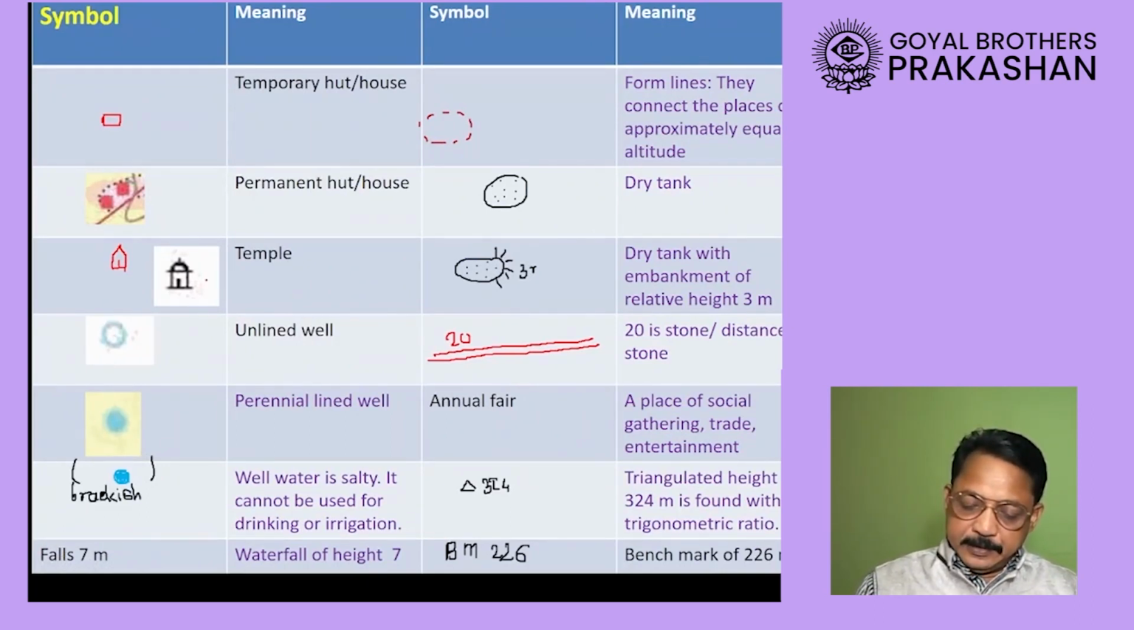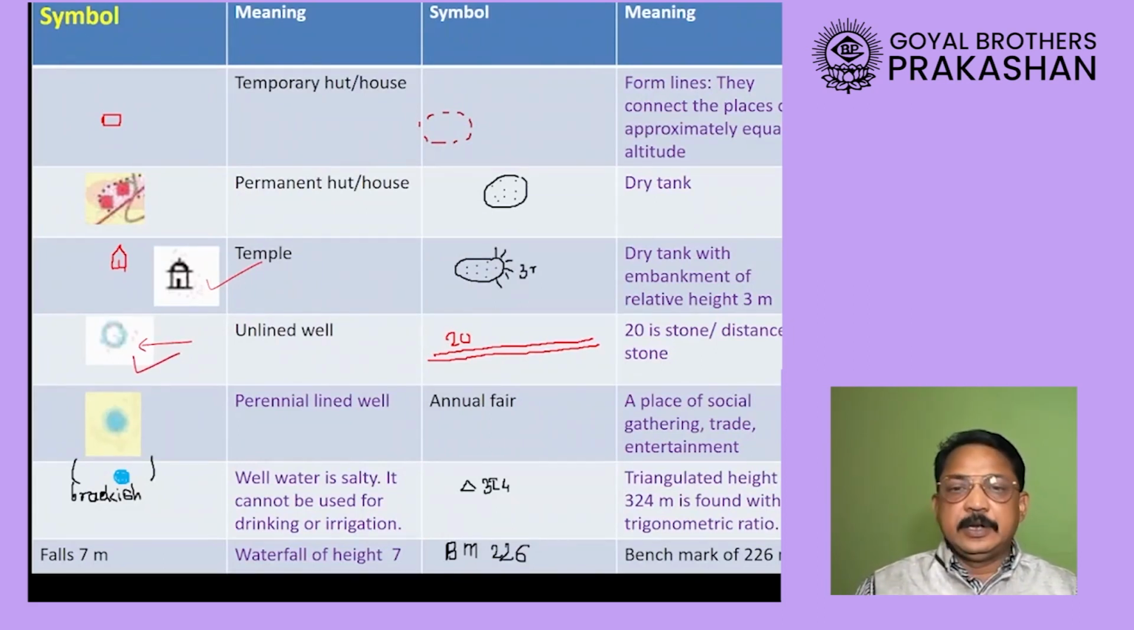Then a temple's symbol, then only a blue line, as you see here, only an outline is there. It is called as unlined well, dear student, which does not have wall around it. Next one is a perennial lined well. Sometimes around near that well, if you see the words as shown here, brackish words are written. That means the water there is salty.